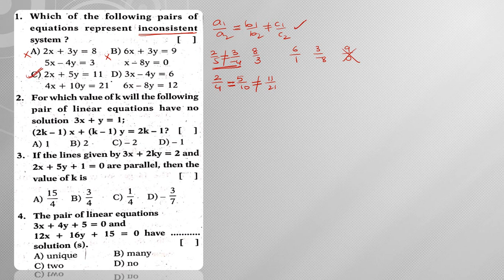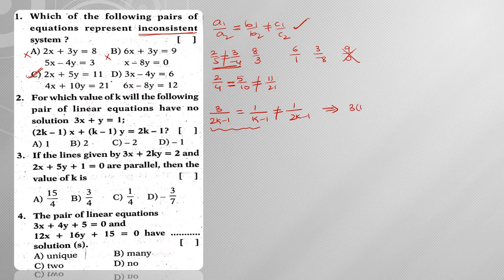Next, for which value of k will the following pair of linear equations have no solution? No solution means it should follow the same condition. Based on this, what we can say: 3 by 2k minus 1 is equal to 1 by k minus 1 is not equal to 1 by 2k minus 1.